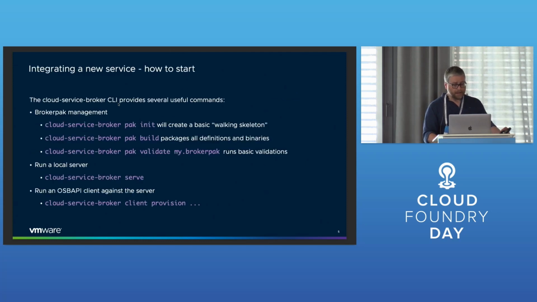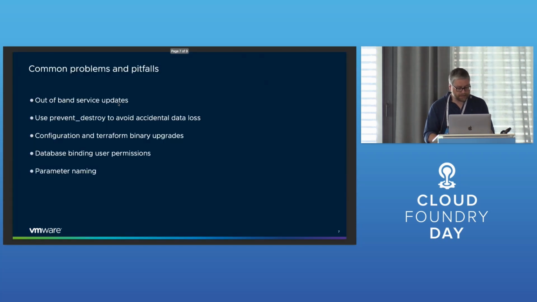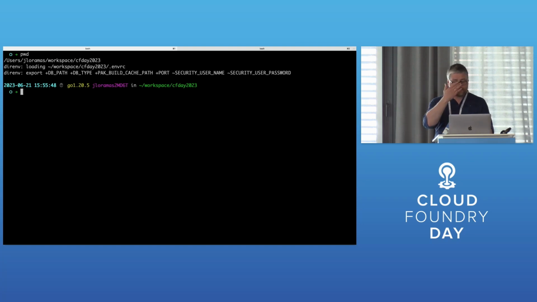So how do you start? The Cloud Service Broker itself is also a CLI, not only a daemon. And it has tooling for kickstarting your broker pack, and validating and building it. So without further ado, let me quickly jump into a demo. The way you start a new broker pack is you create a directory for it, and then you call Cloud Service Broker pack init.